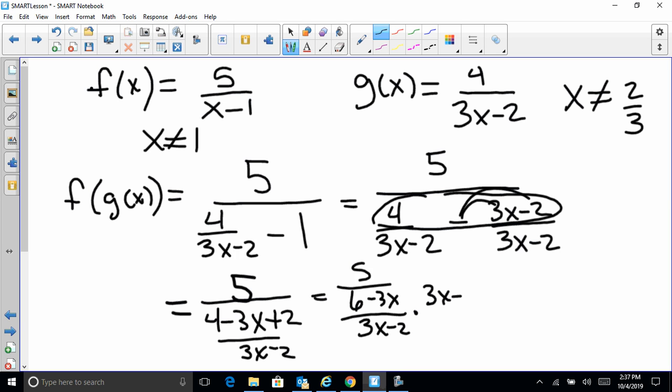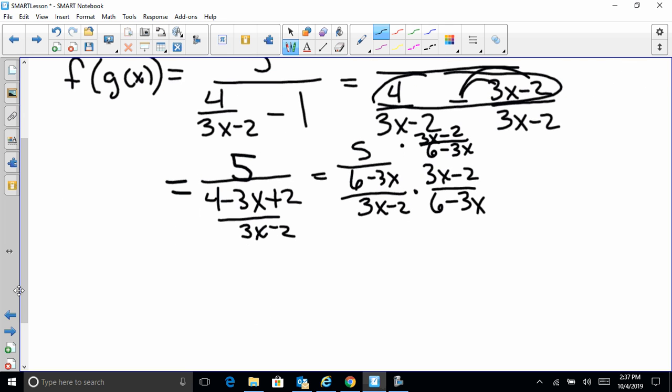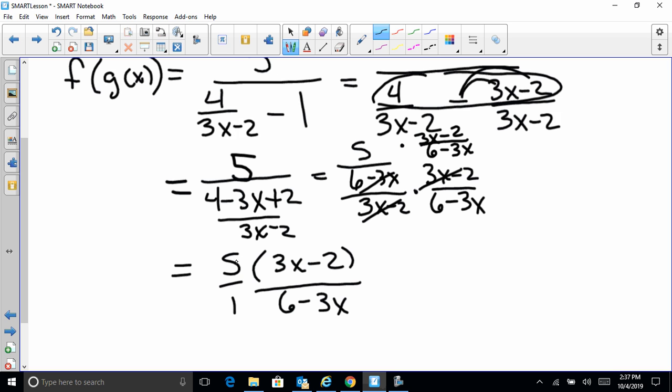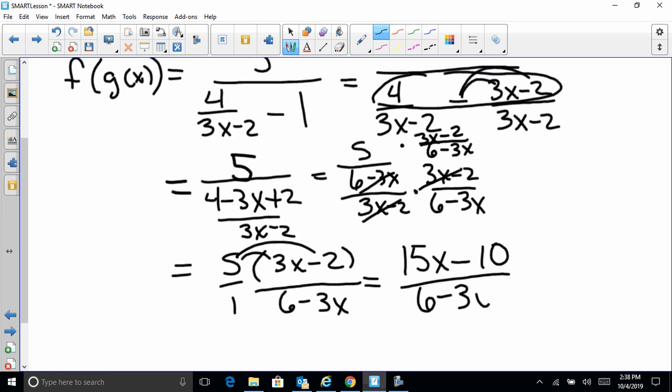So I'm going to multiply by the reciprocal, both the top and the bottom. Did the bottom there. Here I'm going to do the top, same thing. And then this cancels out on the bottom, so we have 1. So we're left with 5 times 3x minus 2 over 6 minus 3x. Remember, this 5 is over 1, so we're just distributing 5 to our numerator, which makes it 15x minus 10 over 6 minus 3x. So we have to decide, is there another restriction there?